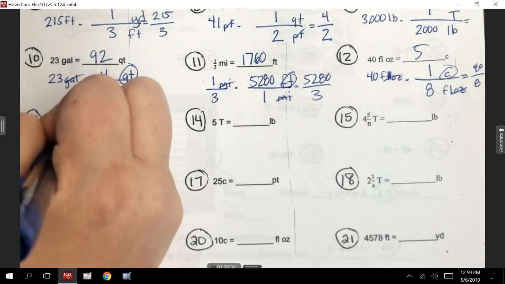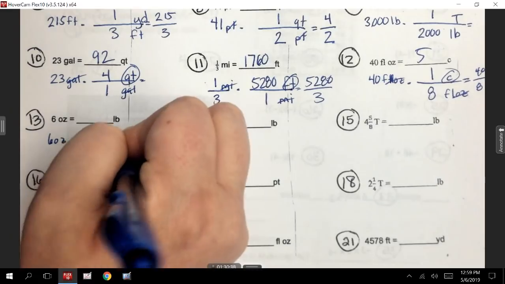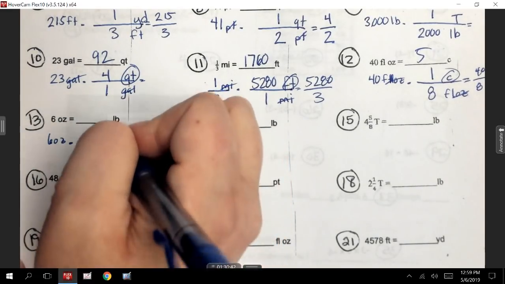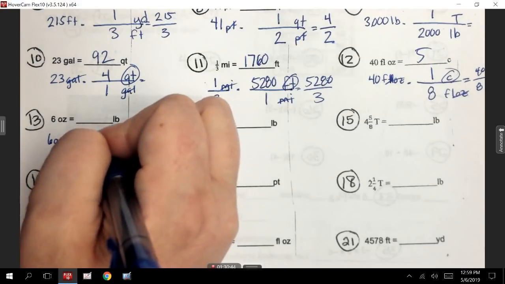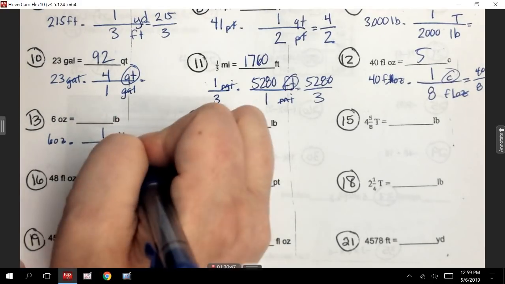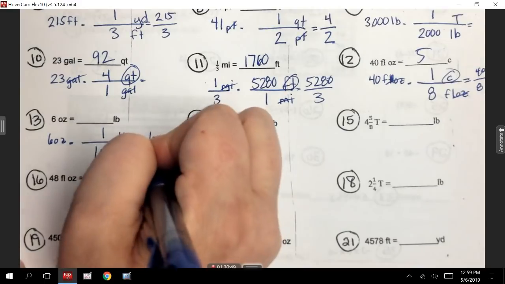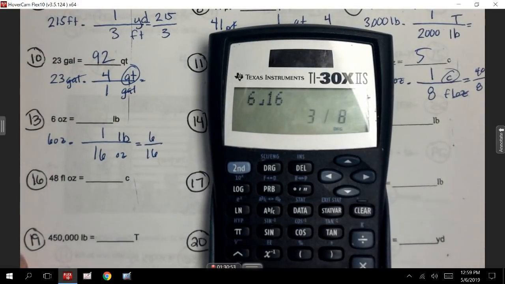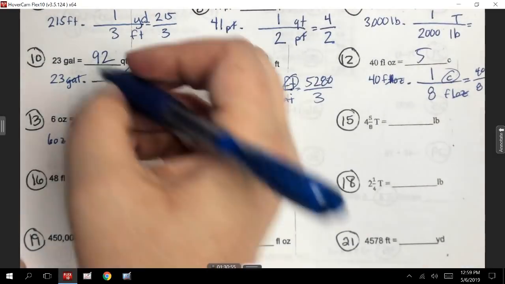Okay. 6 ounces times, my ounces go on the bottom, LB on the top. We've seen that 1 pound equals 16 ounces. All right, so I have 6 over 16. This is when that fraction button comes in handy. 6 fraction button 16 gives us 3 over 8.